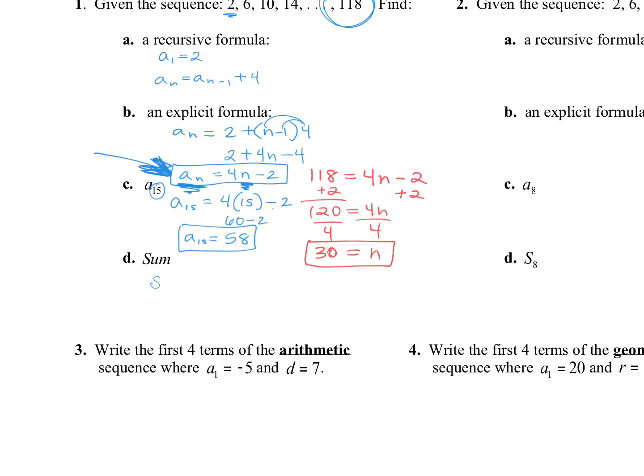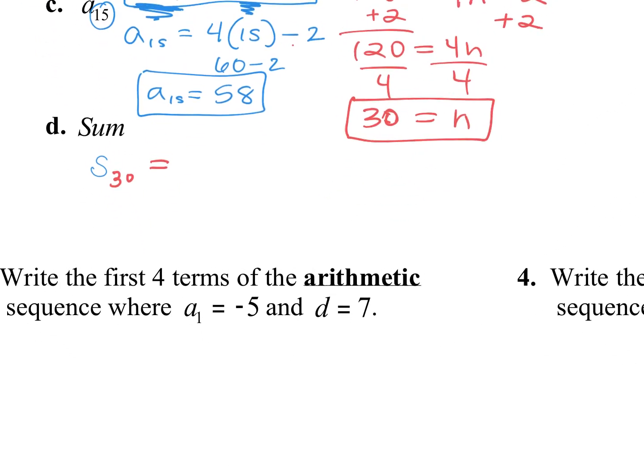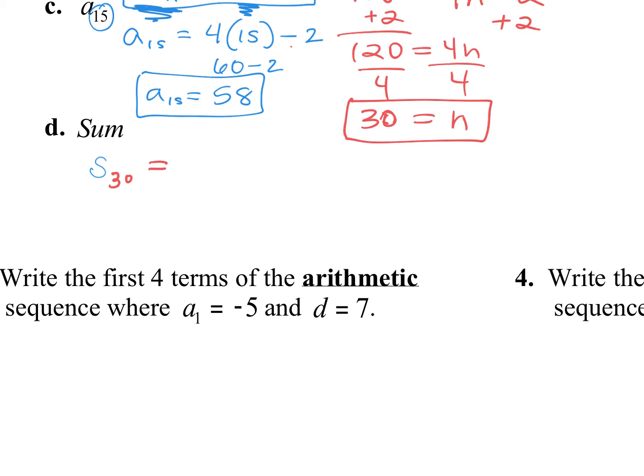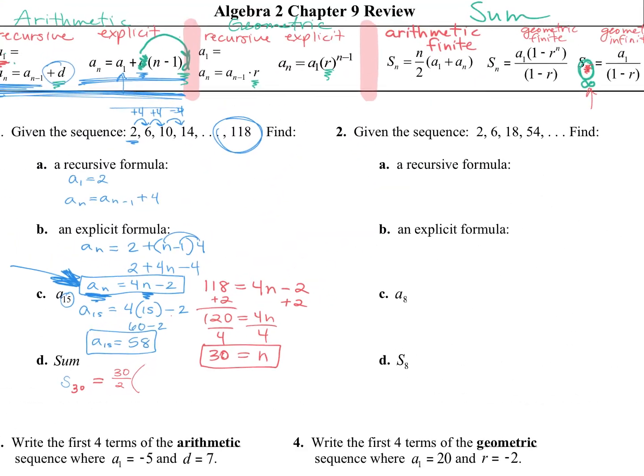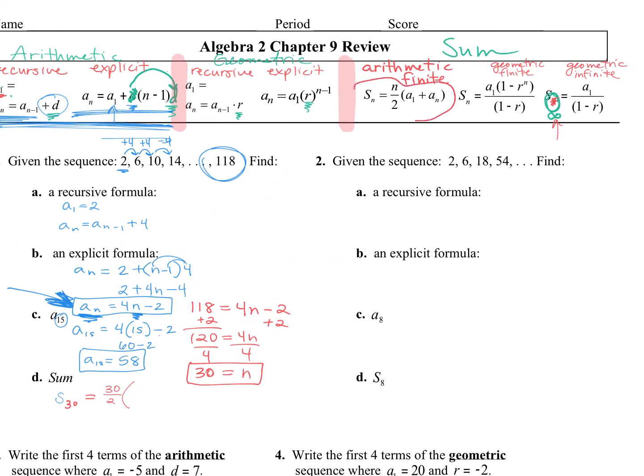Okay, so don't forget you have the explicit formula there. If you don't have the explicit formula, you need the explicit formula, okay? Find the explicit formula, and that will help you solve for n. So S sub 30, right, the sum of those 30 terms is your number of terms, n, over 2, and then times your first term plus your last term, right? A sub 1 plus a sub n. So we're just plugging into this formula right now, okay?